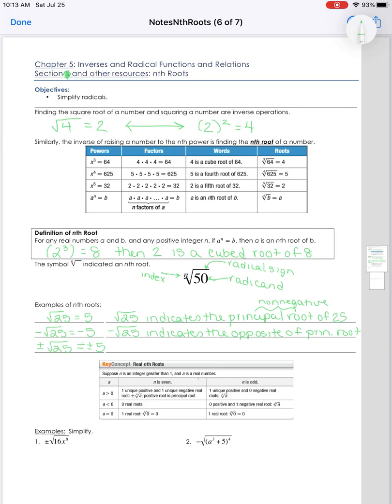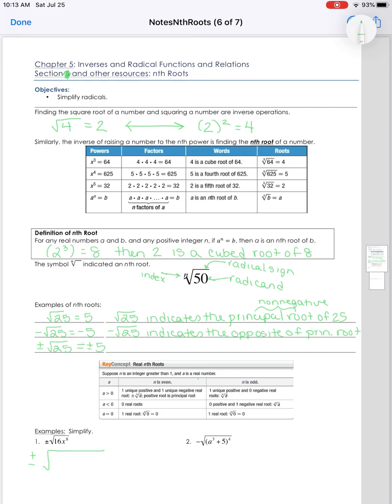So when I throw a negative in front of the square root, what that indicates is the opposite of the principal root. So if the principal root is the positive, then this is going to be the negative. Opposite of principal root. And then if you see plus or minus thrown in front, well, then you're going to give both answers, plus or minus 5. So they want both the principal root and the opposite of the principal root for that.